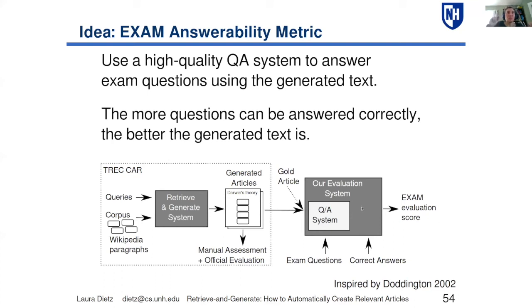There are a couple of problems, of course, to make sure that the question answering system works. So the exam metric that you get out at the end is just for relative comparison across different methods. They all have to use the same question answering system, and the question answering system will make mistakes, but we assume that the mistakes are relatively regular. So if it is not able to answer a certain question, it will make the same mistakes across all generated articles. And if it can actually extract the answer from some of them, that means this is probably a better article than the other one where it couldn't extract it.